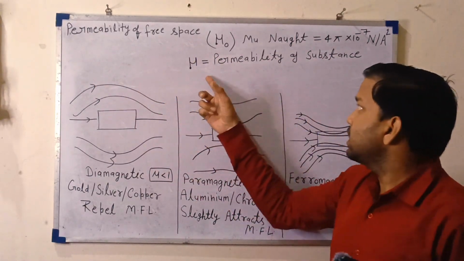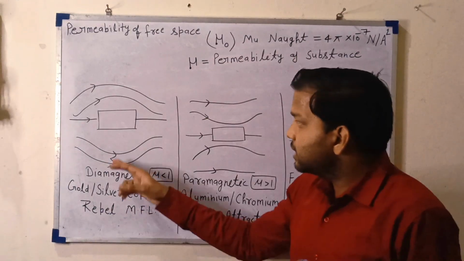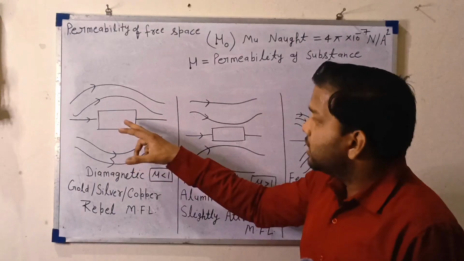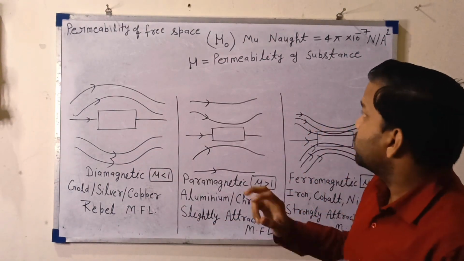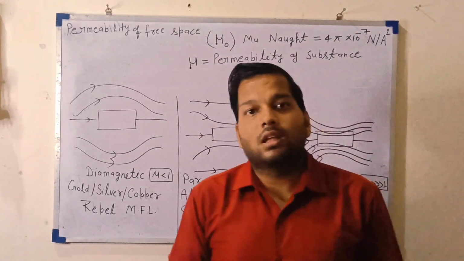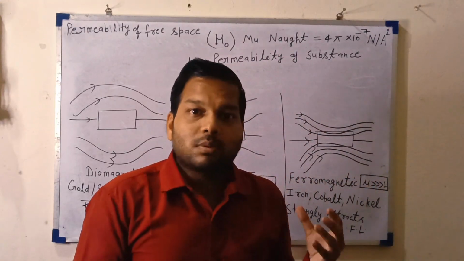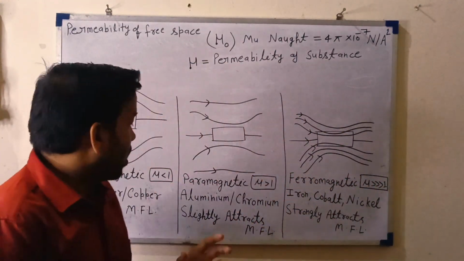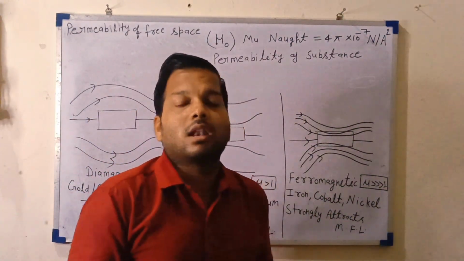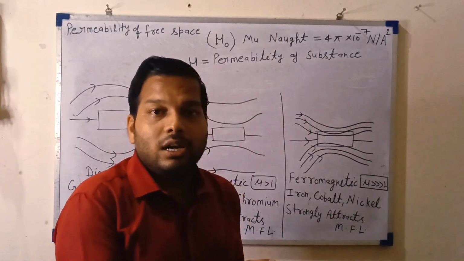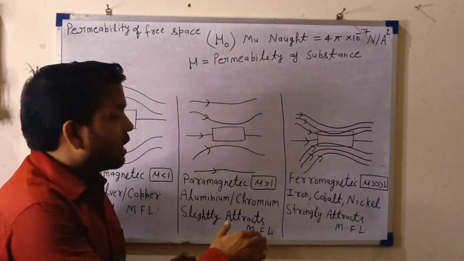First start with these examples. This is a diamagnetic substance. This substance repels magnetic field lines. Actually, what do you mean by permeability? Permeability is just the ability of a substance to allow the magnetic field lines to pass through it. I repeat the line: permeability is just the ability of a substance to allow the magnetic field lines to pass through it.